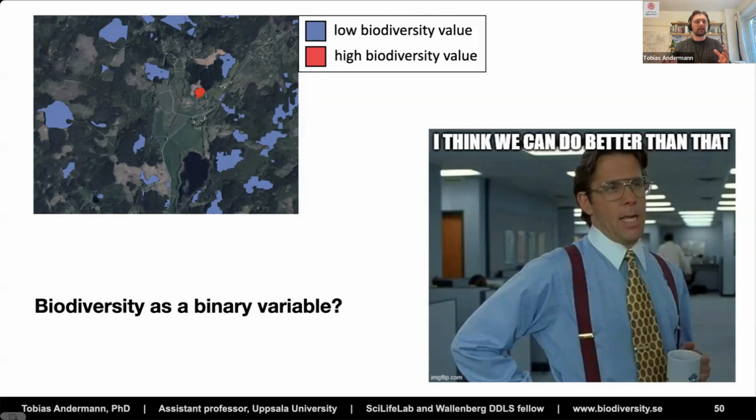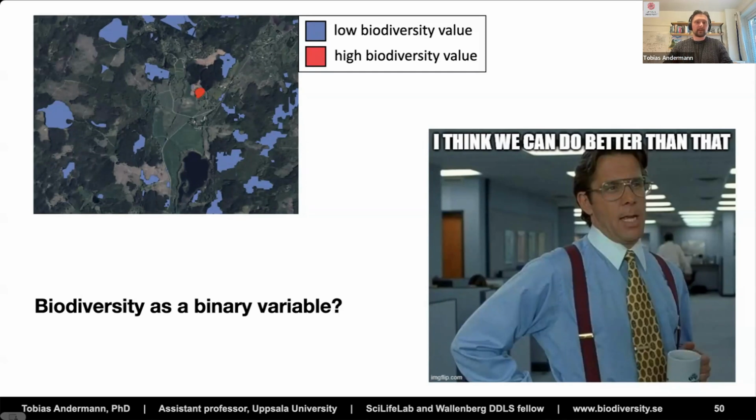So we need to think a bit about how we define biodiversity. Here it's just defined as a binary variable, but biodiversity is of course much more complex than that. There's not just high and low biodiversity, but a whole gradient and insane complexity of biodiversity that we maybe should somehow integrate into these measures.